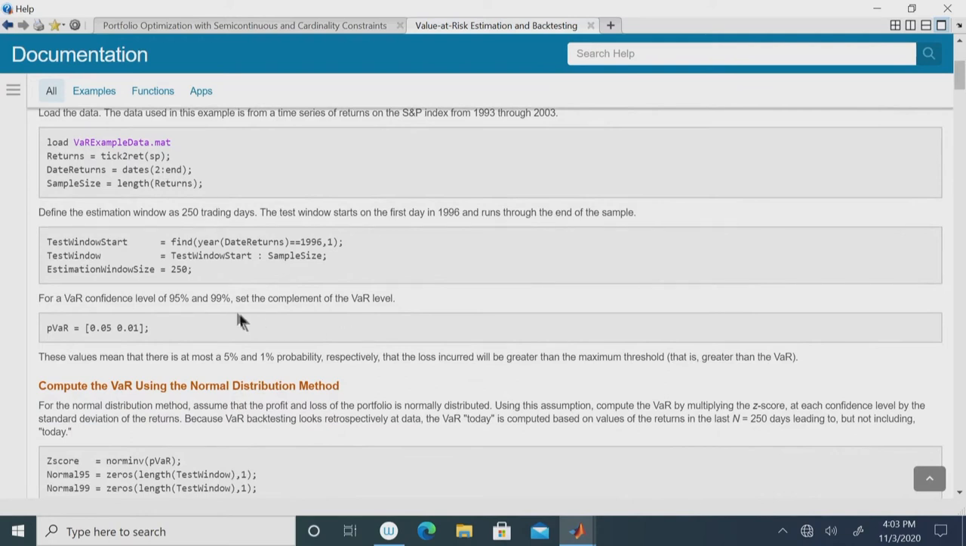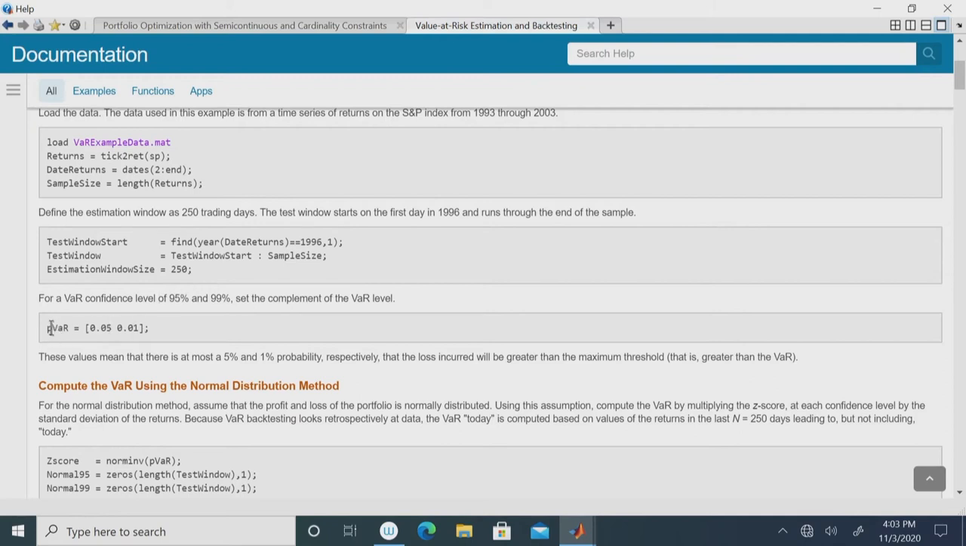Now we'll take the estimation window size to be 250, and the reason why it's chosen to be 250 is that roughly there are about 250 trading days in a year, which you can estimate from the fact that there are 52 weeks and each week has 5 working days, so that's roughly about 250 trading days in a year.